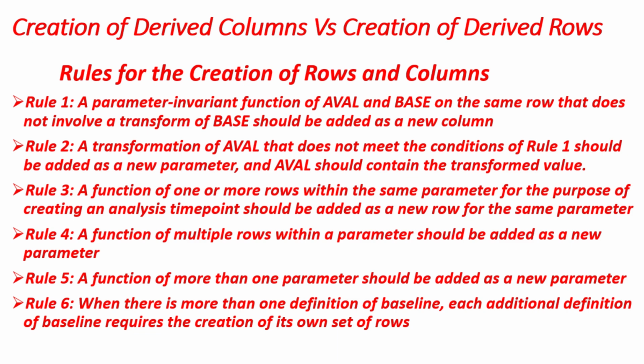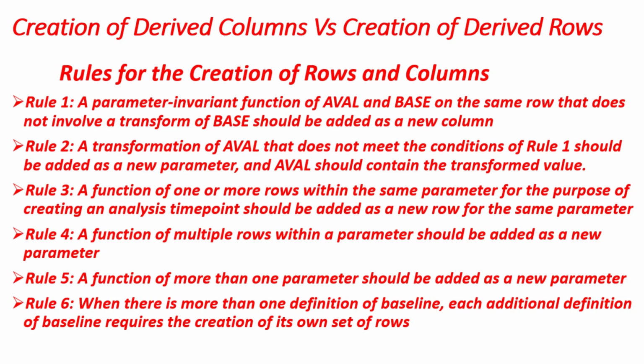Rule 1. A parameter invariant function of AVAL and BASE on the same row that does not involve a transform of BASE should be added as a new column. Rule 2. A transformation of AVAL that does not meet the conditions of Rule 1 should be added as a new parameter, and AVAL should contain the transformed value. Rule 3. A function of one or more rows within the same parameter for the purpose of creating an analysis time point should be added as a new row for the same parameter.